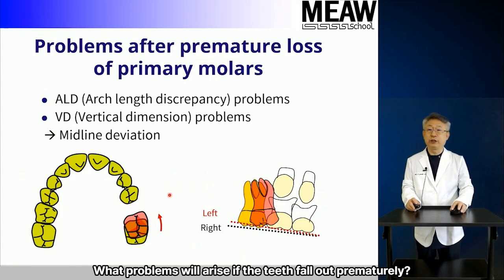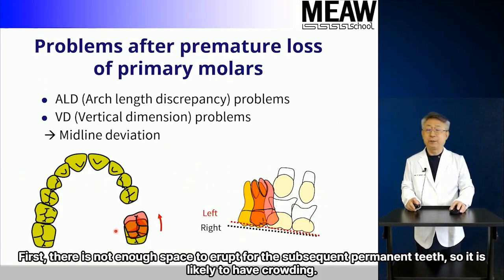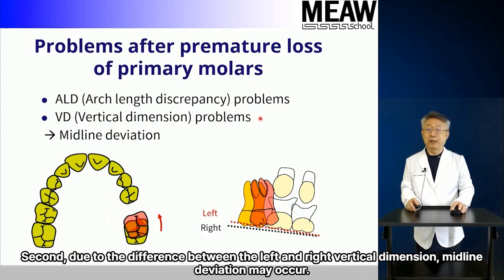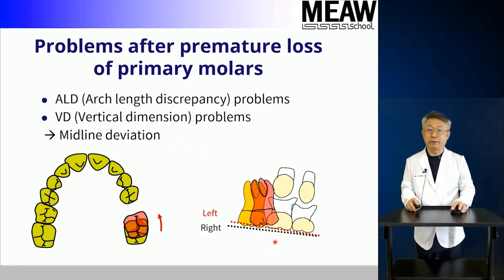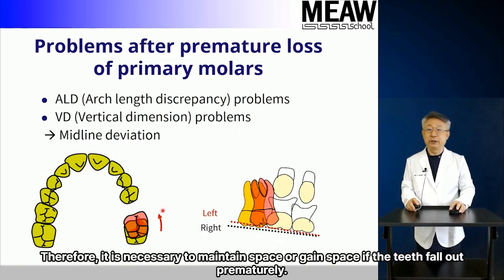What problems will arise if the teeth fall out prematurely? First, there is not enough space to erupt for the subsequent permanent teeth, so it is likely to have crowding. Second, due to the difference between the left and right vertical dimension, midline deviation may occur. Therefore, it is necessary to maintain space or gain space if the teeth fall out prematurely.